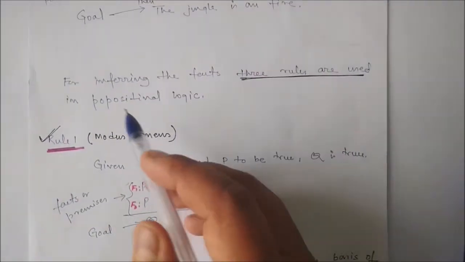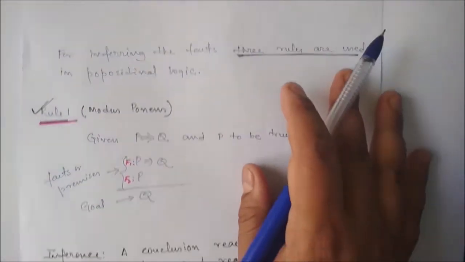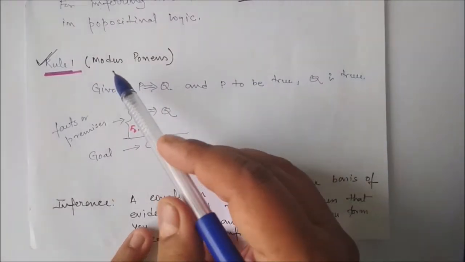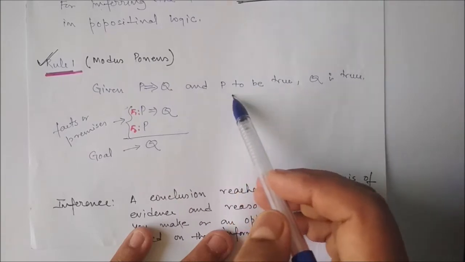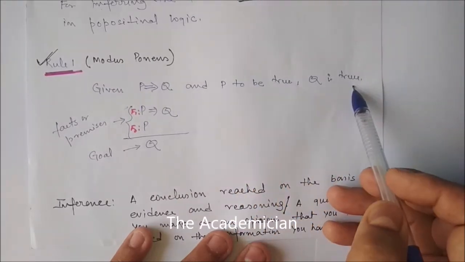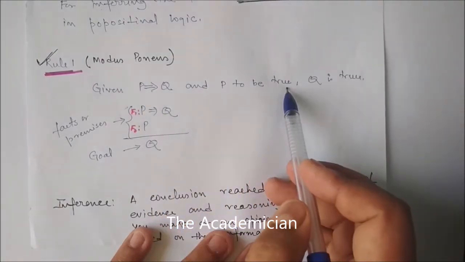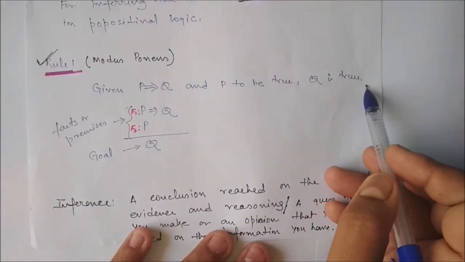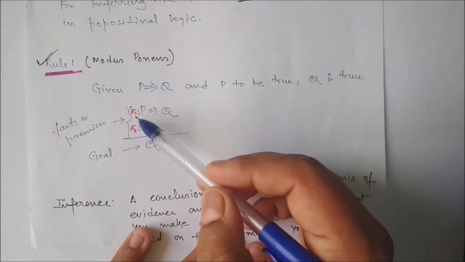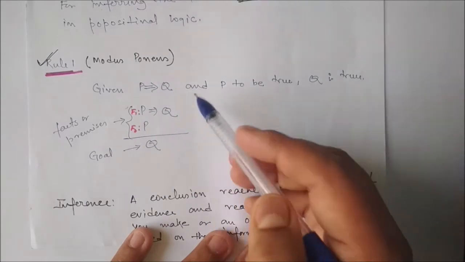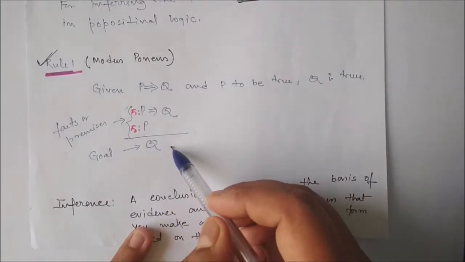For inferring from the facts, three rules are used in propositional logic. Rule number one is called modus ponens. Given P implies Q and P to be true, Q is true. So given that P implies Q and P are true, the conclusion is that Q is true. So the facts or premises are two facts, F1 and F2: P implies Q is true, and P is true. The conclusion is that Q is also true. This is our goal.